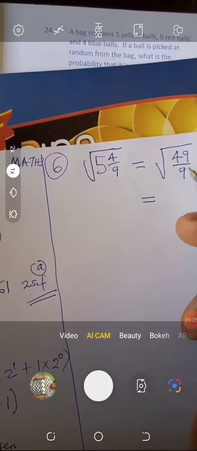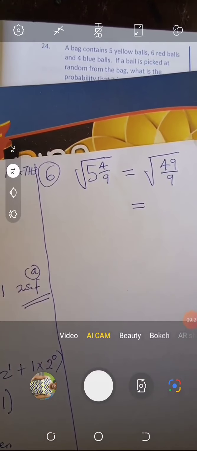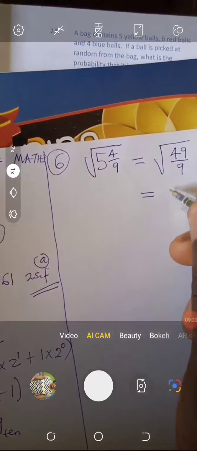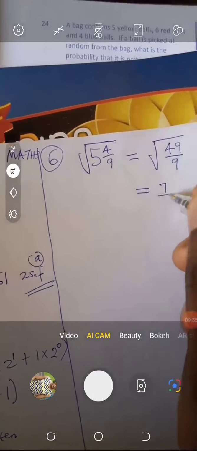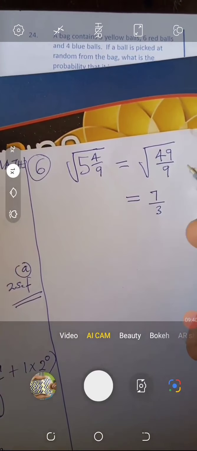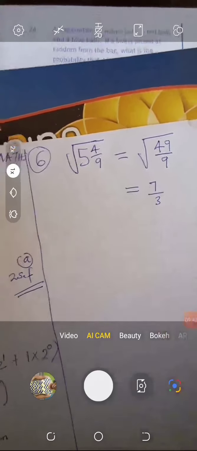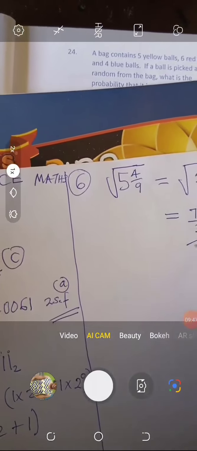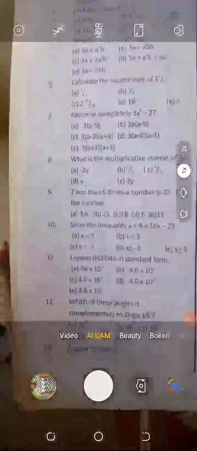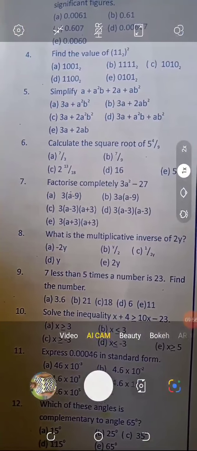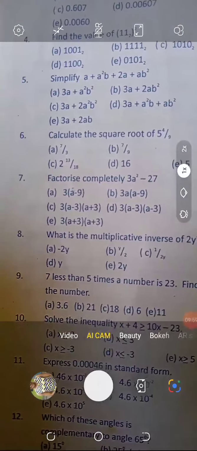By the time you take square root of each of them, remember, you take square root of the numerator, take square root of the denominator. So square root of 49 will give us 7, and square root of 9 will give us 3. We are not to change it to mixed fraction, we'll leave it as an improper fraction. So go to your option. When you check your options, check it very well, you have A to be your answer. So your answer is A.